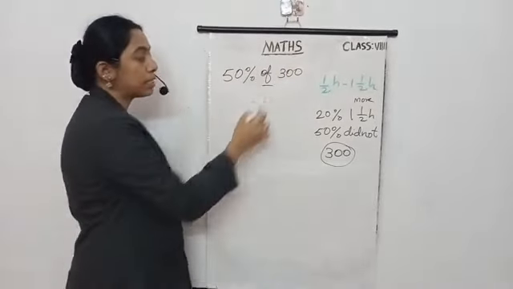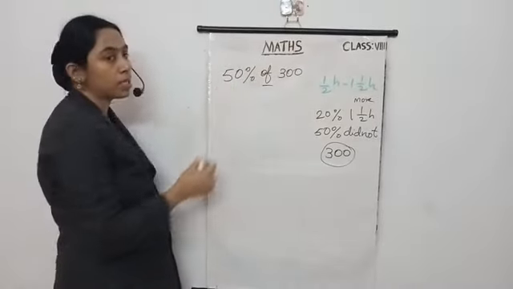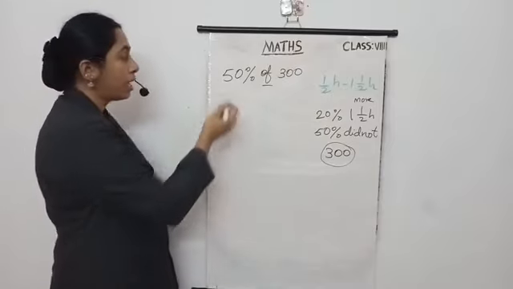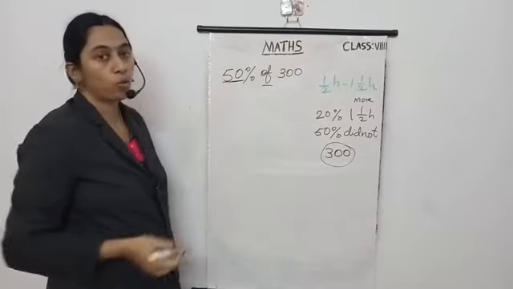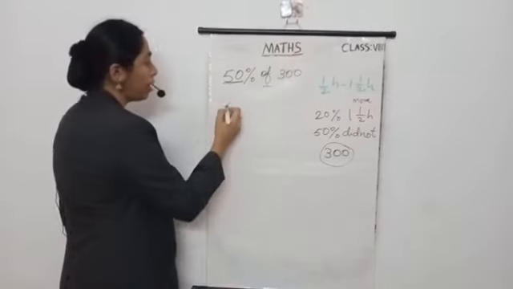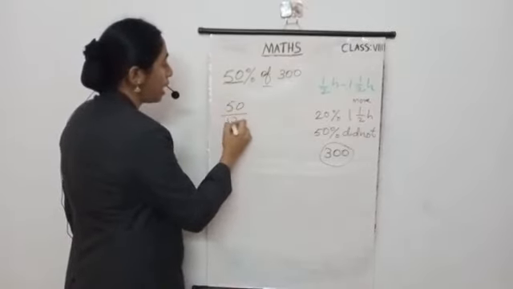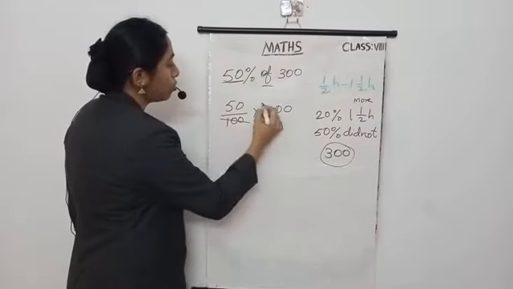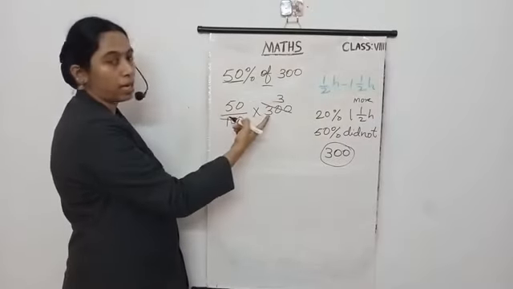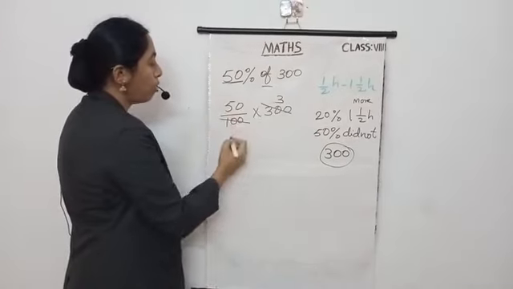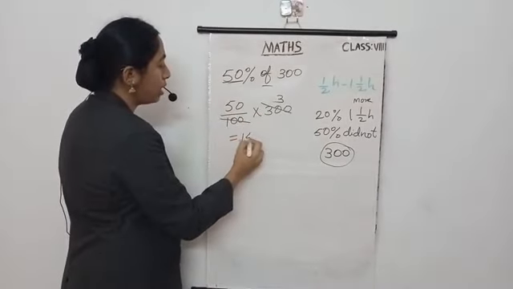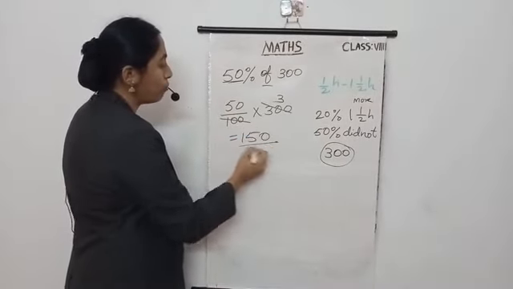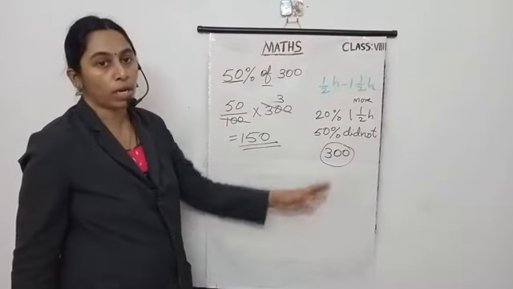Now "of" means multiplication. 50% means 50 by 100. This 50 is the numerator and 100 is the denominator. So 50 by 100 into 300. So 100 into 3 we get 300. Now 50 into 3, 5 3s are 15, then this 0. So 150 parents did not help at all.